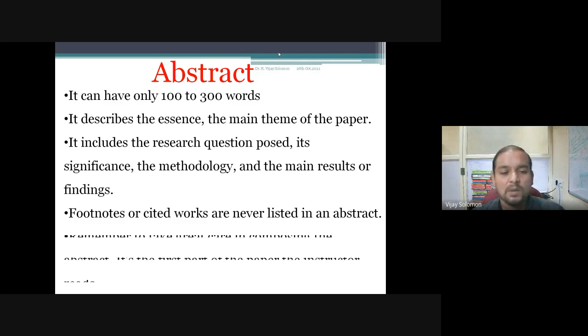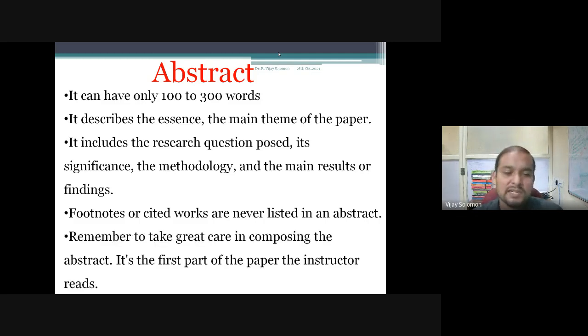And let us avoid footnotes and cited works in the abstract. The abstract needs careful attention, because the common man will read the abstract only when the reader is attracted by the title and abstract; then only will they go and download and read your work.